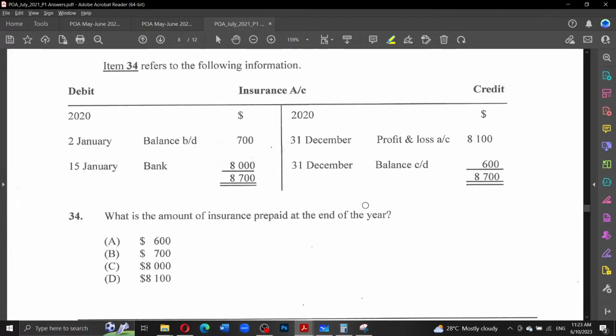What is the amount of insurance prepaid at the end of the year? The end of the year amount prepaid is right here. In the beginning of the year, 700 was prepaid. This amount was paid, and this is the actual amount that was incurred. So at the end of the year, 600 is remaining. Just remember, this amount is the prepaid amount for the previous year. The 8,000 here is the amount that was paid for this year, and this is the amount that was incurred. So the prepayment for this year is going to be 600.